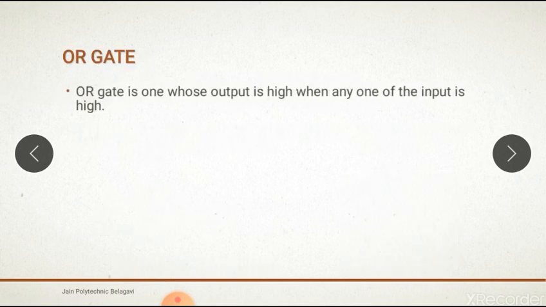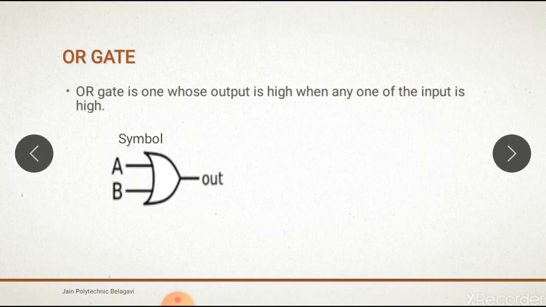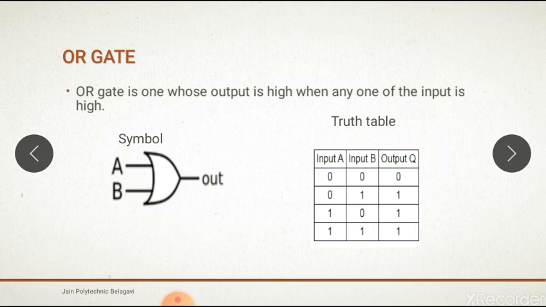OR gate. OR gate is one whose output is high when any one of these inputs is high. Symbol. A and B input and output is Q. Truth table. A, B and Q. Logic expression is A plus B is equal to Q.